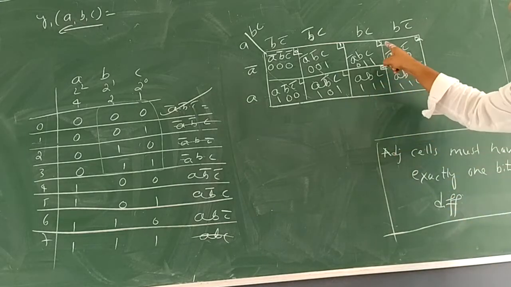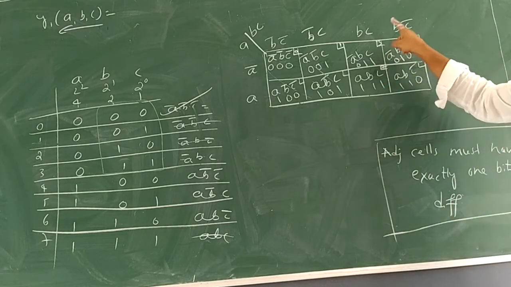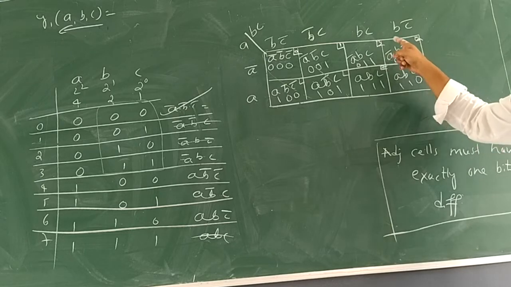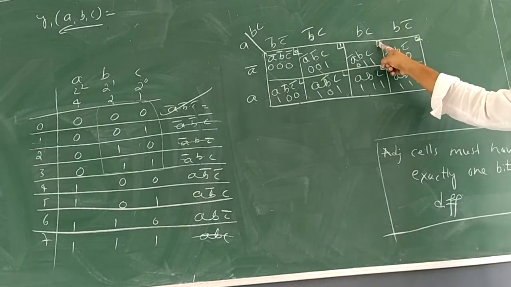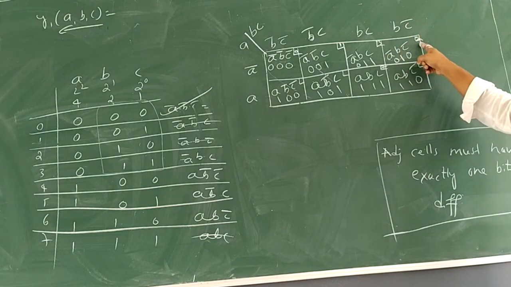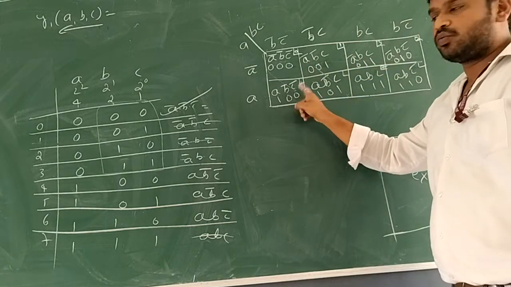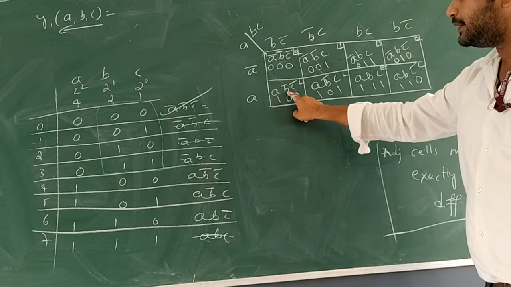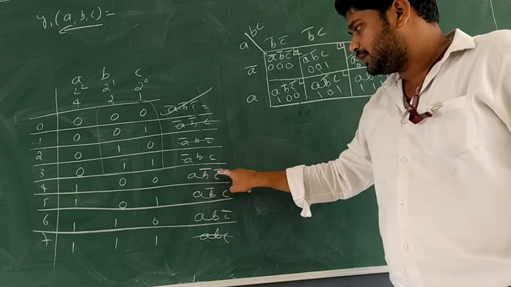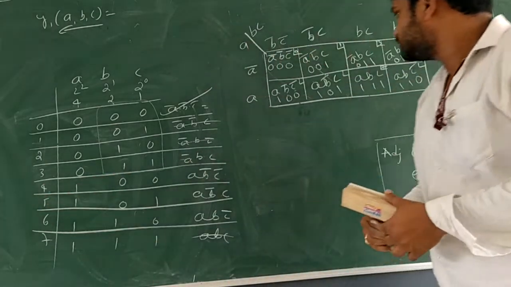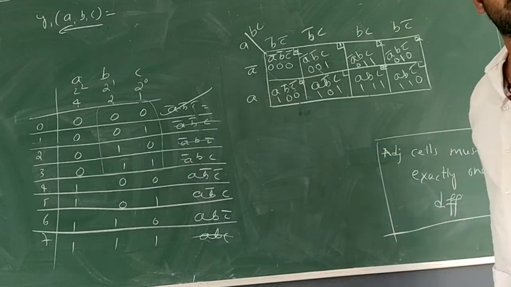Please remember, it is not 2 then 3. It is 3 then 2. So I repeat the order in the first row: 0, 1, 3, 2. Okay. So second row, what is the function? A, B complement, C complement. What is the value? 4. So we have written here 4.